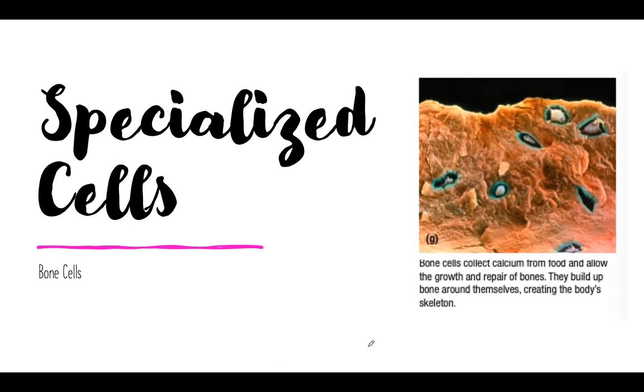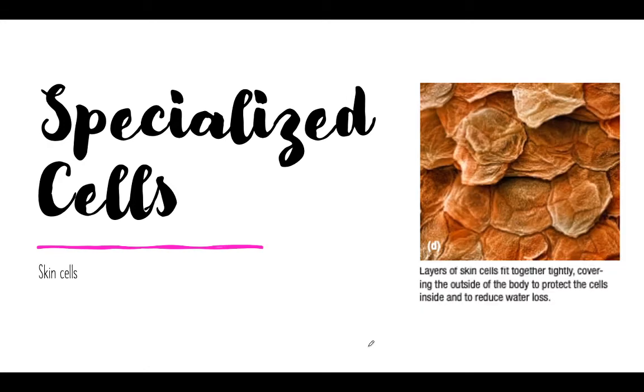Moving on to bone cells, right? So bone cells collect calcium, and they have other minerals in there as well, and they allow for these bones to grow. Okay, they build up the bone around themselves, and this creates the body skeleton. There are things like calcium in our bones to give it strength, right? So our skeleton is very, very strong because it has all of these minerals in them.